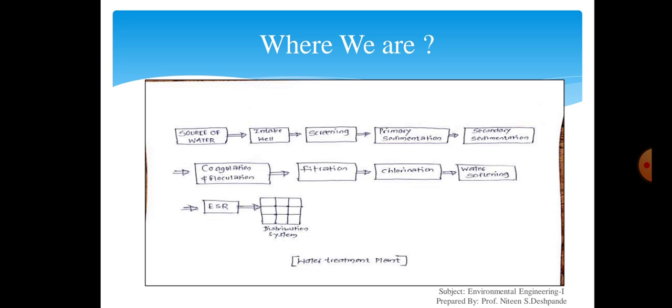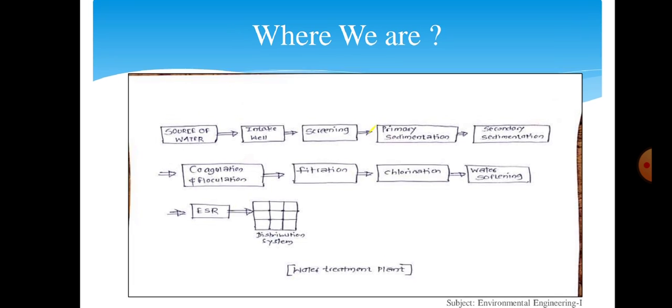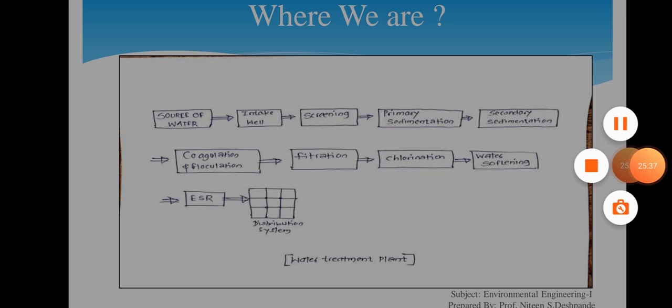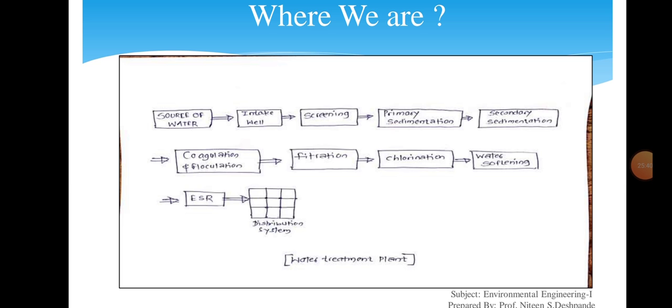Now, in the last slide, there is a schematic diagram of a water treatment plant. From unit number 2 till now, we have gone through the phases of water treatment, starting from the source of water, then intake well, screening, primary sedimentation, secondary sedimentation, coagulation, after that filtration, chlorination and water softening. So till now we have reached water softening, and we have finished it today.